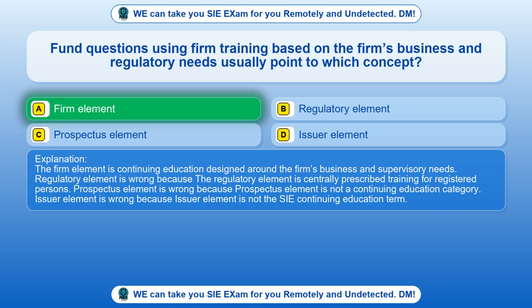The firm element is continuing education designed around the firm's business and supervisory needs. Regulatory element is wrong because the regulatory element is centrally prescribed training for registered persons. Prospectus element is wrong because prospectus element is not a continuing education category. Issuer element is wrong because issuer element is not the SIE continuing education term.